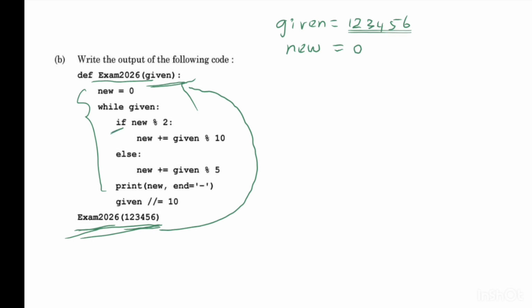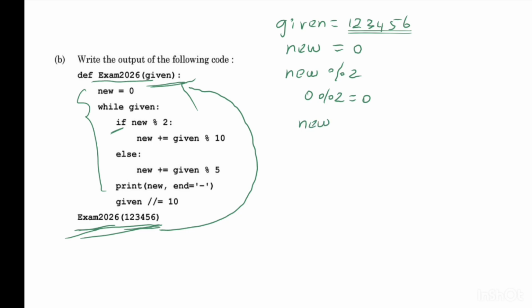So what is it? If new modulus 2. Let's substitute it and see. So new modulus 2. What is new? 0. So 0 modulus 2 is 0. So if block, 0 means false. So if block will not get executed, the else block will get executed. So what is given in else? We have new is equal to new plus given modulus 5.